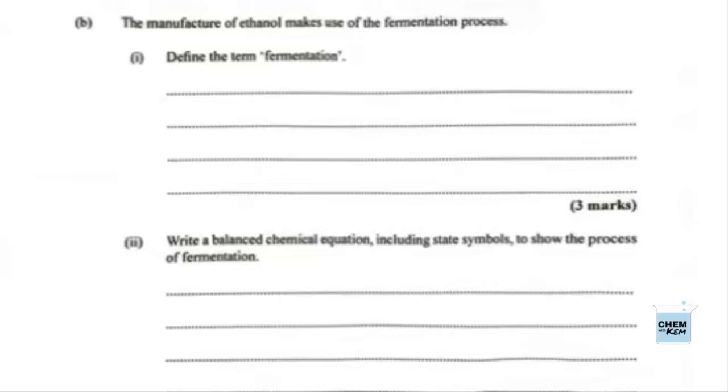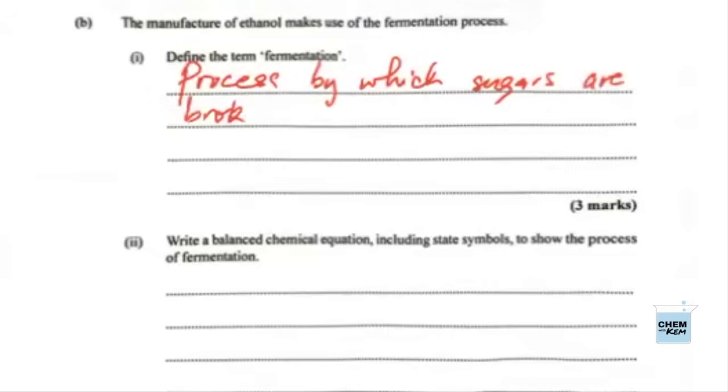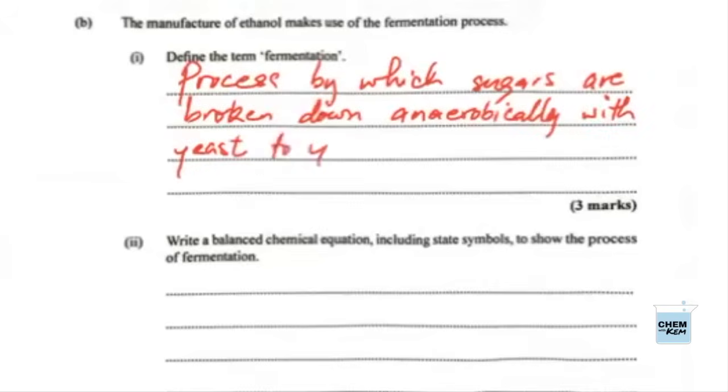So fermentation is the process by which sugars, which are carbohydrates, are broken down anaerobically with yeast to produce ethanol. And they want a balanced chemical equation, including state symbols, to show the process of fermentation. So we'll start with what we know.